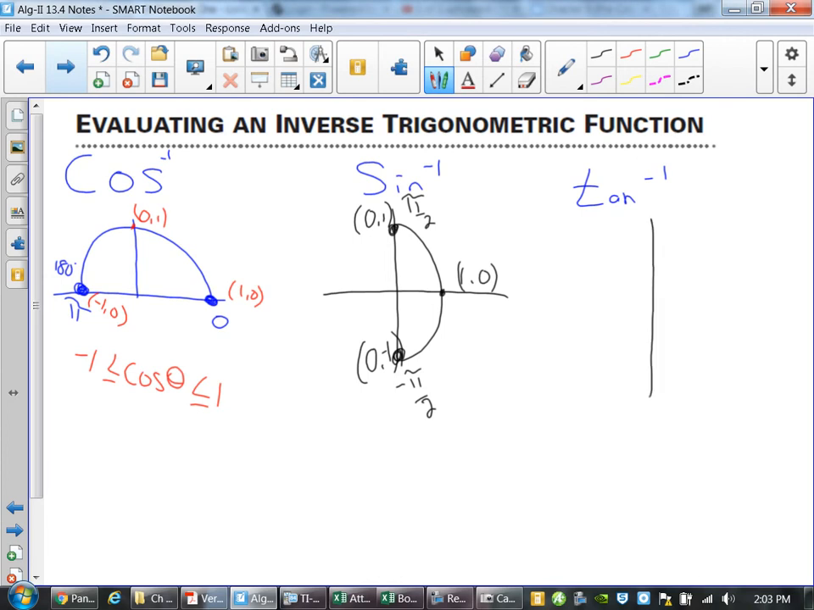And then tangent mirrors sine, but it has an open circle on pi over 2 and negative pi over 2. Because what's the ordered pair on that quadrant? Tangent's y over x, isn't it? Can you divide by 0? That's why it's an open dot.